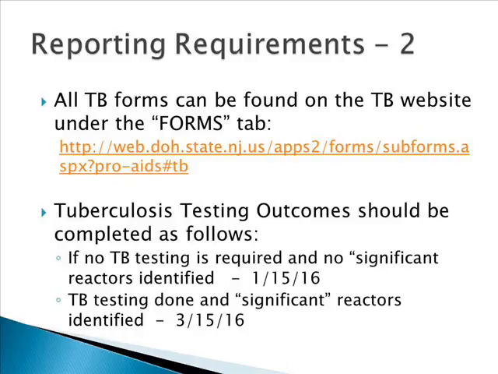Tuberculosis testing outcomes should be completed in certain time frames. We're asking that if no TB testing is required and no significant reactors are identified, it be submitted by 1/15/16, or kept in your office by then. If TB testing is done and significant reactors are identified, we want to give time for follow-up. But the sooner you can do this in the school year, the better. And also take care of those children immigrating into our country and entering your school in a timely fashion as they enter school.